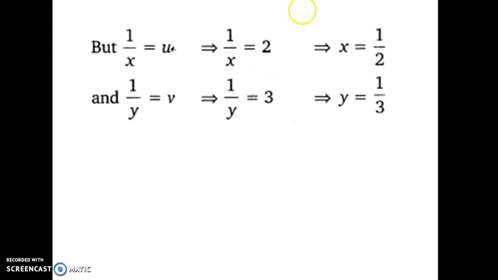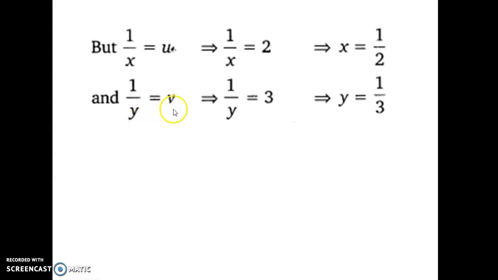So what is u? u is 1 by x. The u value we just got is 2. So 1 by x is equal to 2. Bring this x here; just cross multiply. So x will come here and 2 will go to the denominator. So x is equal to 1 by 2.